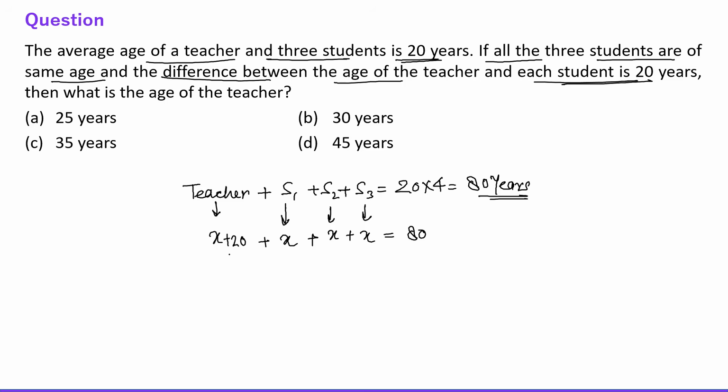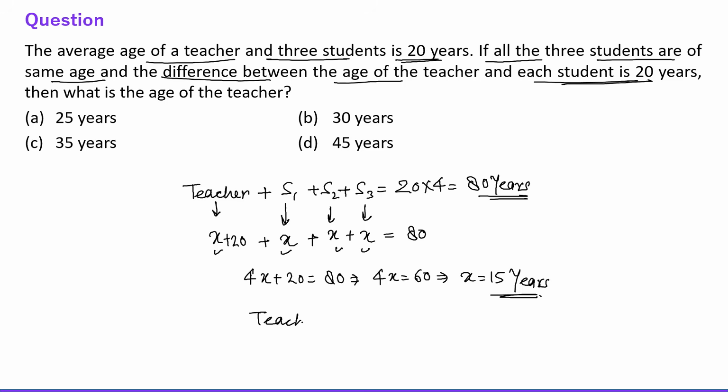So x times 4, so this will be 4x plus 20. This is 80. So this implies 4x will be 60, and x is 15. So age of one student is 15 years. So age of teacher is x plus 20. So this will be 15 plus 20. So that is 35 years. So age of teacher is 35 years.